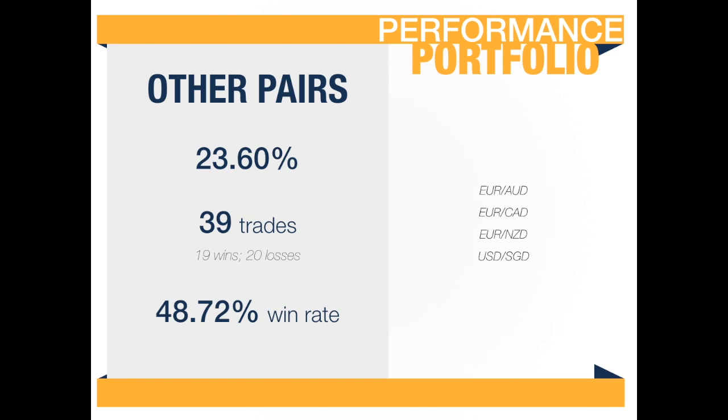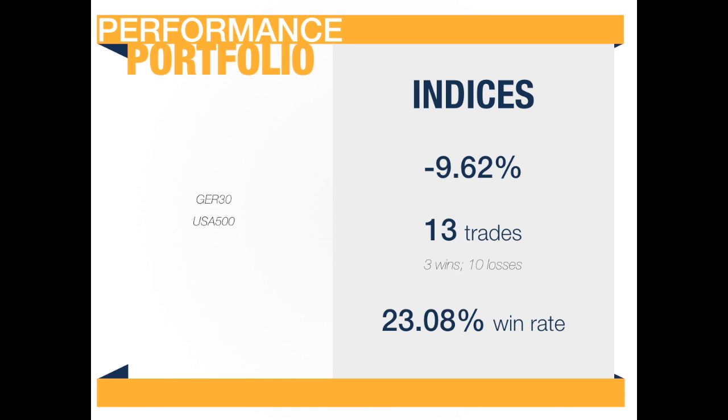And of course, we have two other portfolios. The second last is the indices. Basically, for indices we only generate signals for these two, the German DAX 30 as well as the S&P 500. And you can see that this portfolio gave us a negative 9.62% over 13 trades with just a 23% win rate.